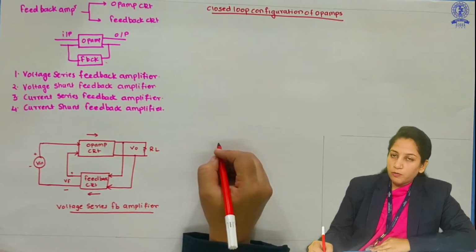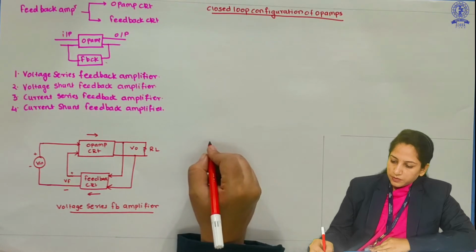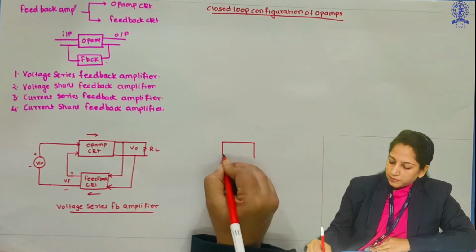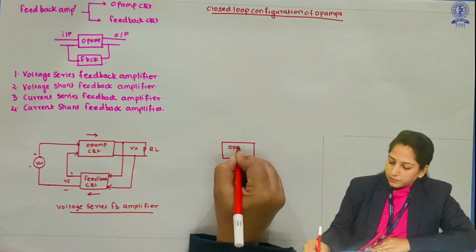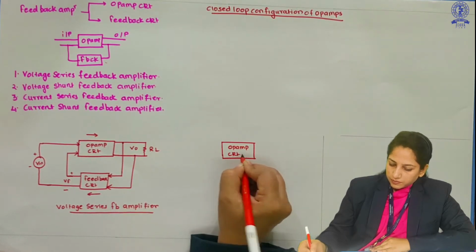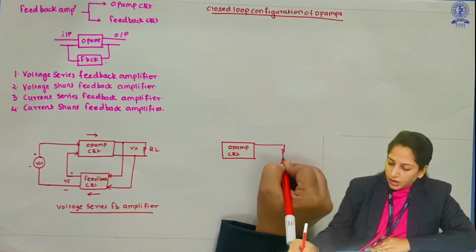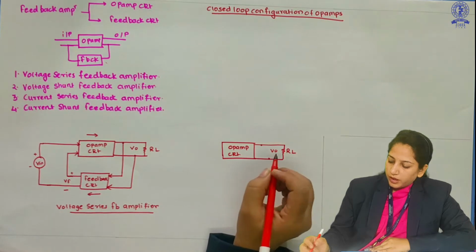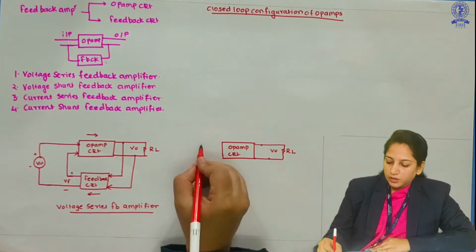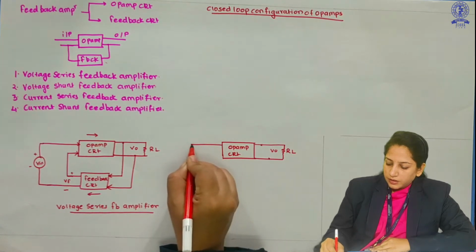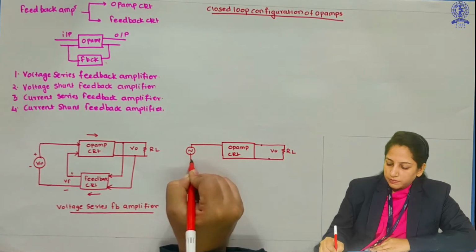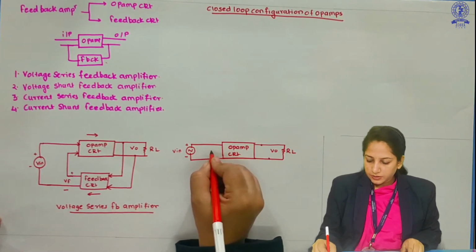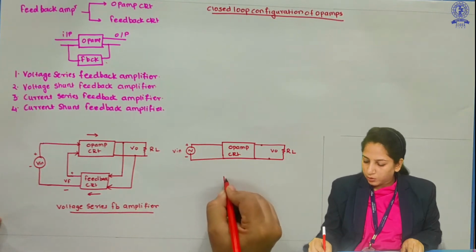Similarly, I will draw a voltage shunt feedback amplifier. Suppose this is an op amp, and here the load RL is connected at the output. Here we get the voltage V0, and this voltage is connected as a shunt here. Here I will give Vin, plus minus, and now this voltage will be given to the feedback circuit.